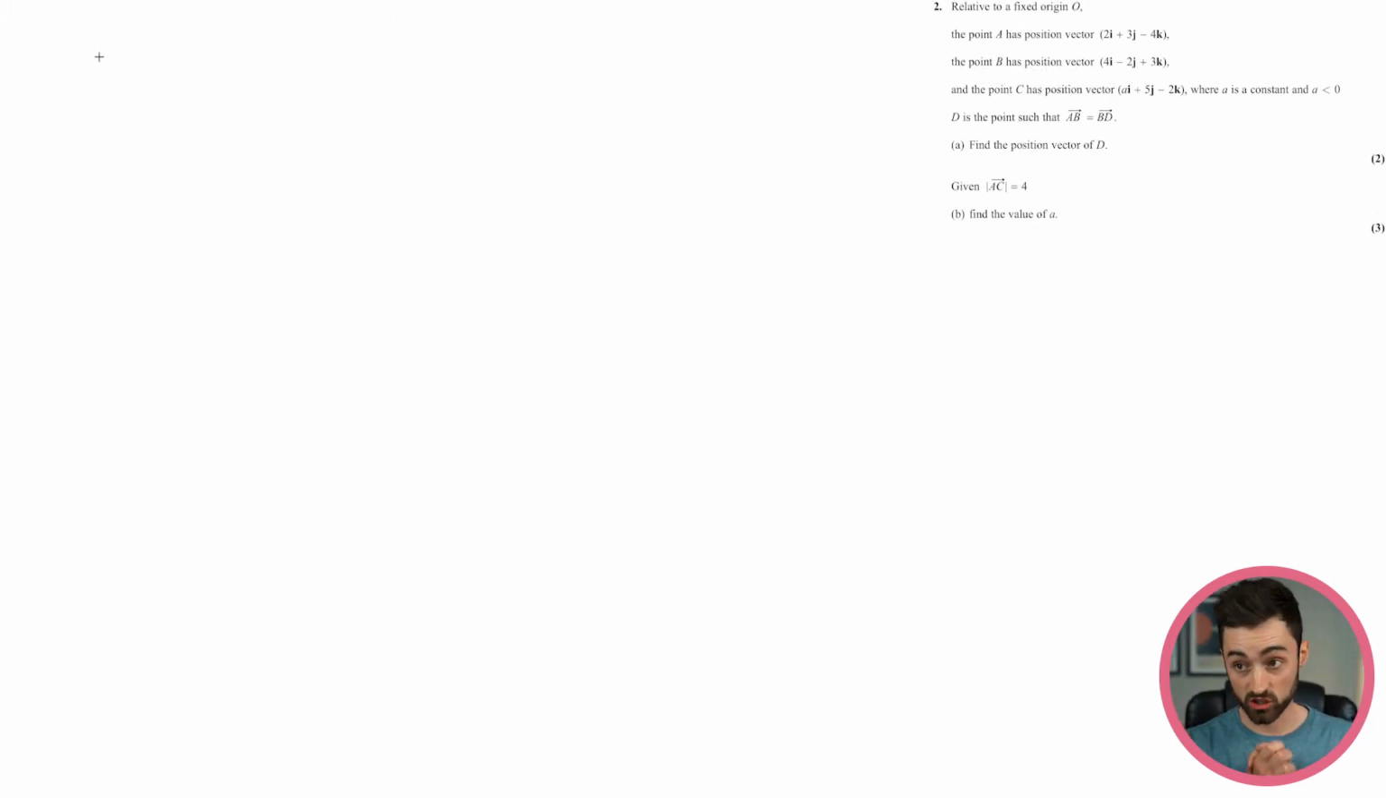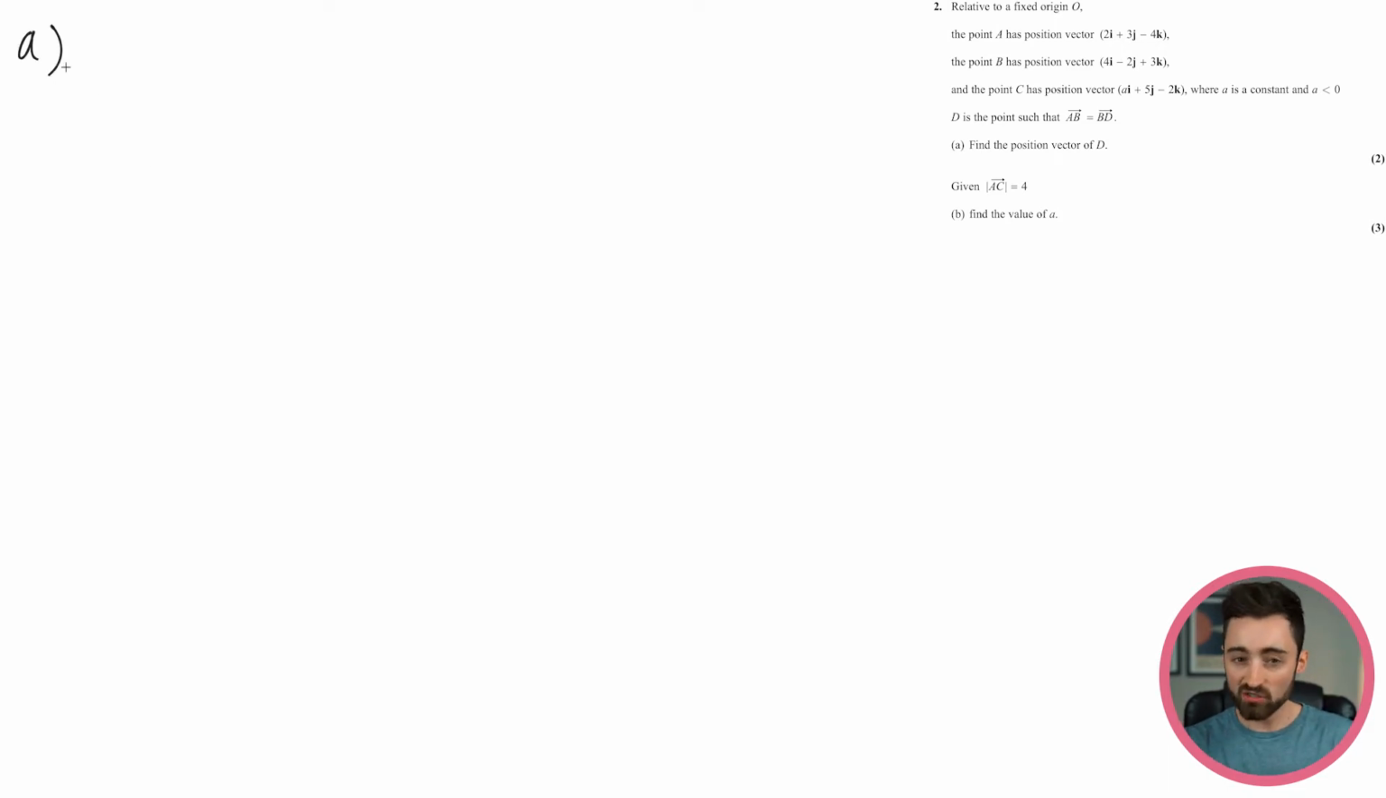Moving on to question 2. Relative to a fixed origin O, the point A has vector 2i + 3j - 4k, B has vector 4i - 2j + 3k, and C has vector ai + 5j - 2k, where a is constant and less than... Here's the point D such that AB equals BD. Find the position vector of D.